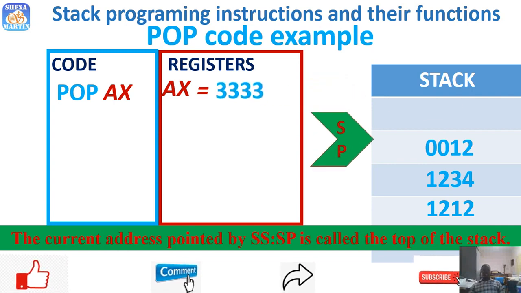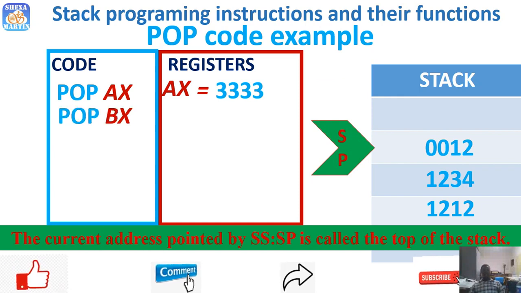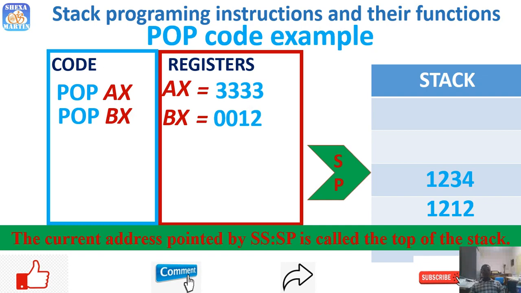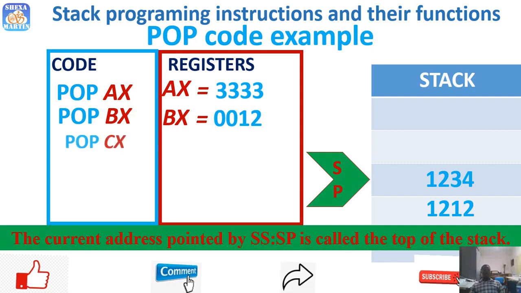So 33 is now in AX, and then the stack pointer subtracts 2 and points to the top of the stack, which is now 0012, and then we run pop BX, and this is what happens. BX will get 0012, and stack pointer points to the next value, which is 1234, and then same applies.